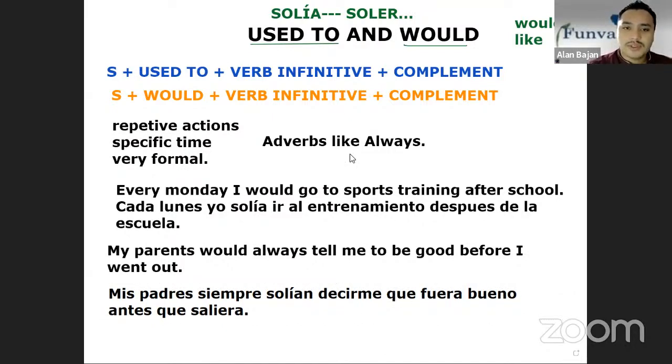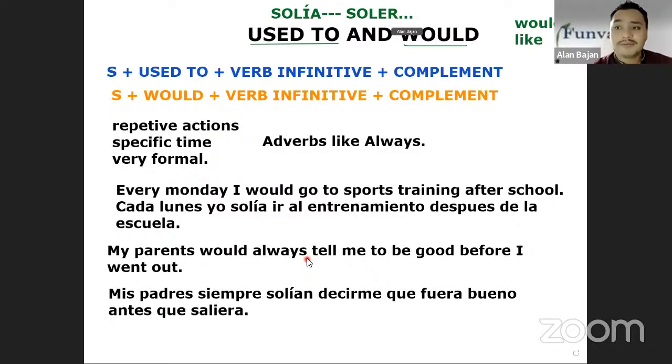Cuando tenemos tiempo pasado, pasado simple. Este es un tip de traducción. Por ejemplo, my parents would always tell me. Recuerden que este would es lo mismo que used to. Significa solía. No es como te gustaría, diría. No, eso es otro tema aparte.